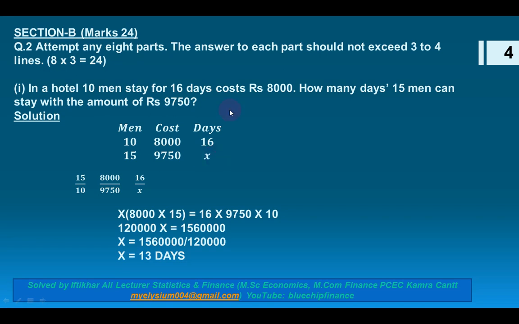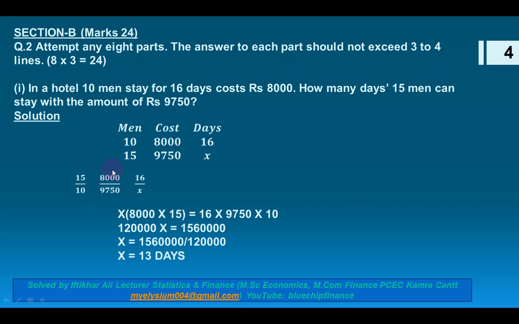And if we take men constant and take cost variable, now what is the relation between these two? If days are increasing, cost will be increasing. So in case of men and days, there is inverse relation. So we just reverse these two values, so it will be 15/10. And in case of cost and days, there is direct relation, or directly proportional.